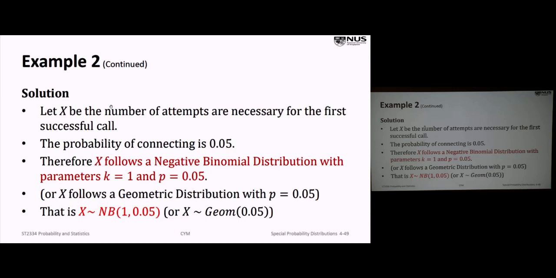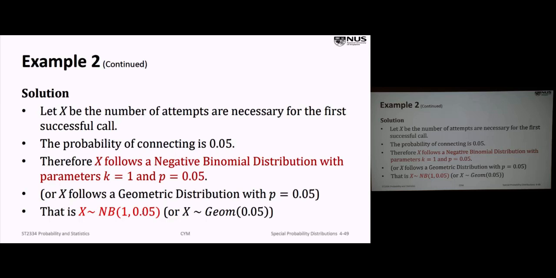So let x be the number of attempts necessary to obtain the successful call. The probability of connecting is 0.05. So this is just a negative binomial case where r is equal to 1 and p is equal to 0.05. It's a geometric distribution where basically you don't have to compute. So you have this negative binomial distribution, which is geometric with p = 0.05.